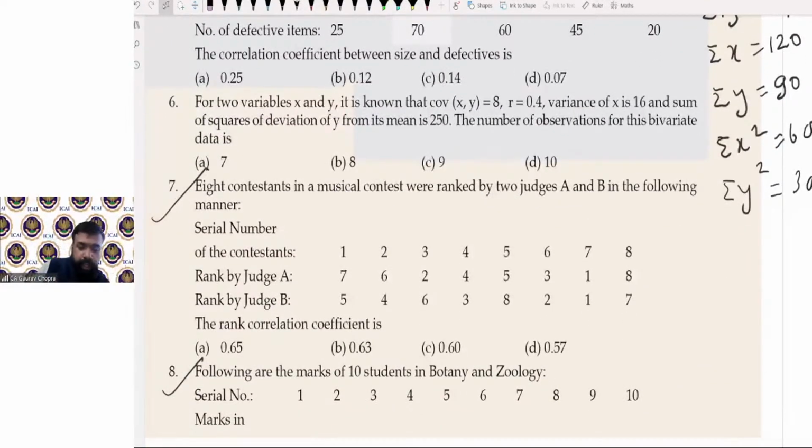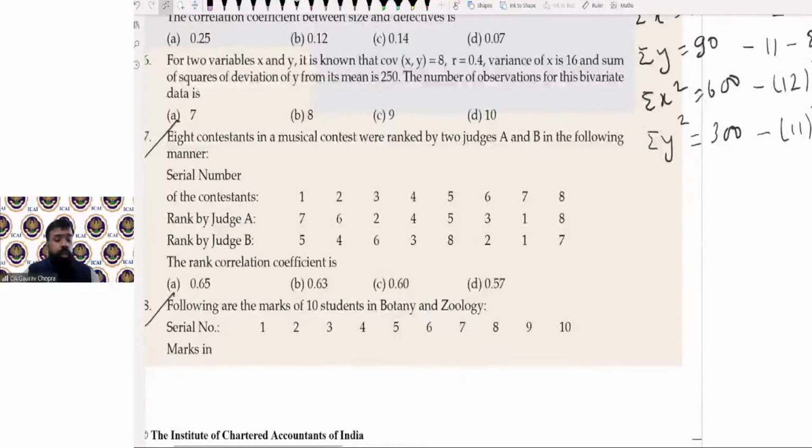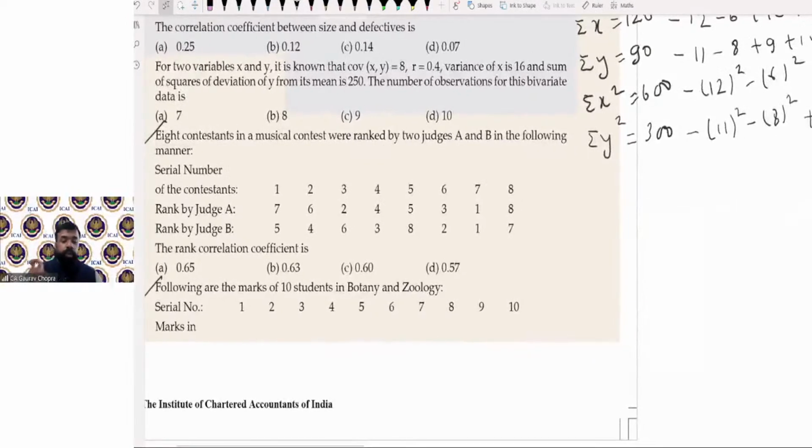Then question number 6, okay. Somebody has asked us about question number 6. Let's do this also. For two variables x and y, it is known that covariance is 8.